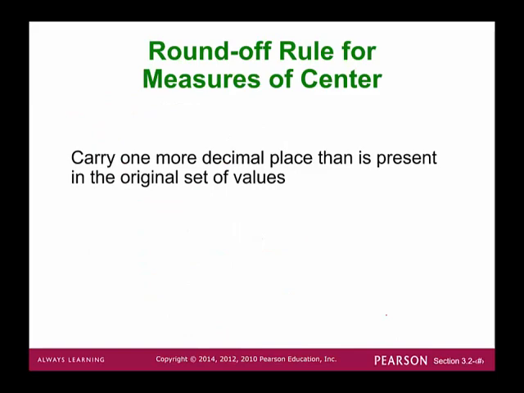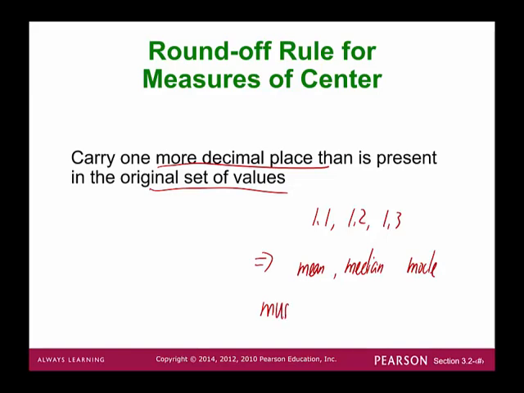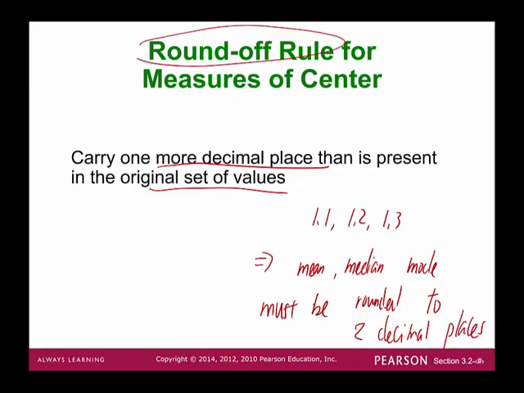Okay. And round-off rules for the measure of center. You just carry one more decimal place than the original data value. Meaning if the original data value appears in, let's say, one decimal place, then all this mean, median, mode must be rounded to 2 decimal places. Okay, so that's the round-off rule for all of those.